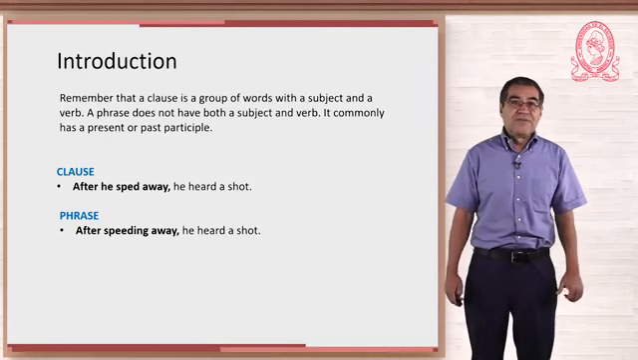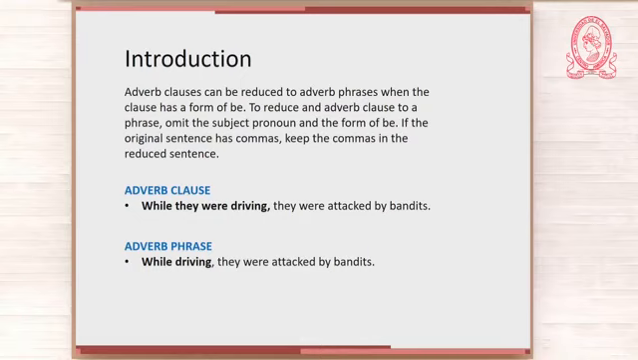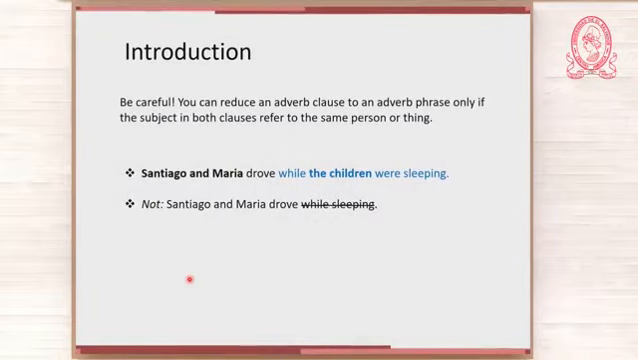So let us continue. What I have shown you here is a reduction of an adverb clause. You omit the subject, you keep or you change the principal verb to the ing form, and then you have an adverb phrase. You see, no subject, they disappeared, and driving has the same form, ing form. Okay? Be careful. You can reduce an adverb clause to an adverb phrase only if the subject in both clauses refer to the same person or thing.